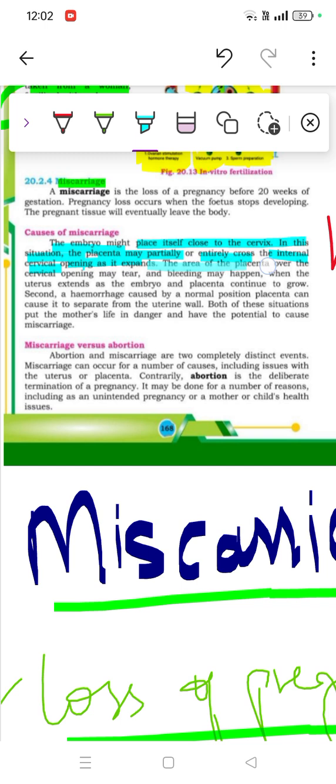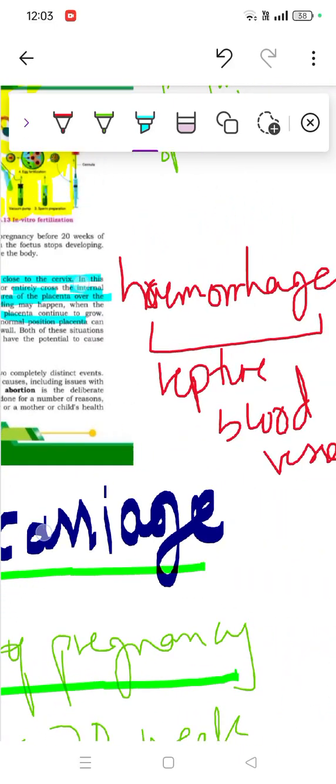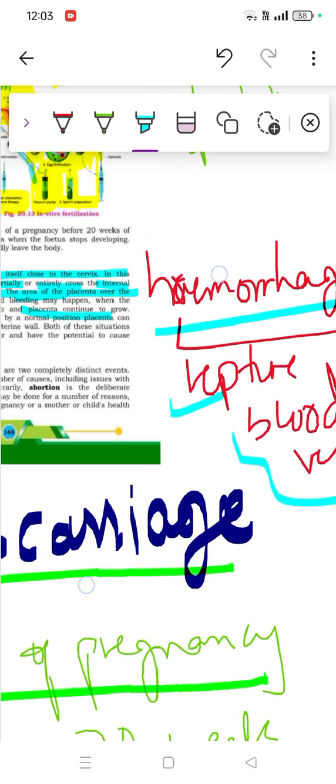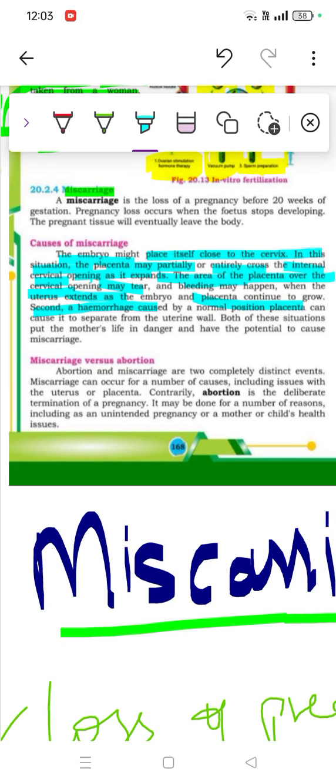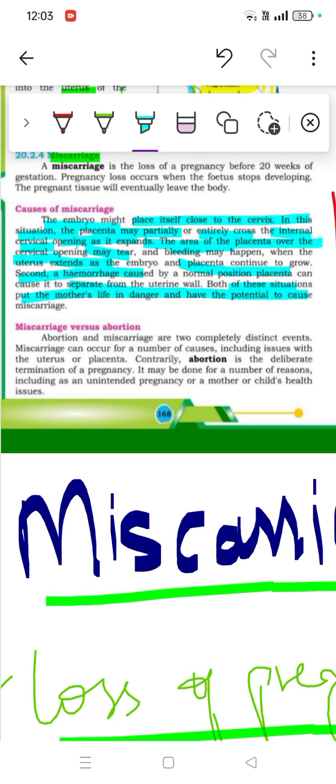The area of the placenta over the cervical opening may tear. Bleeding can even occur during pregnancy. We don't get a menstruation cycle because the fertilized egg has been implanted, so bleeding can take place. The uterus expands as the embryo and placenta continue to grow, and even at that position down near the cervix, the placenta still grows, which causes harm. Then we have a second problem, hemorrhage caused by the normal position of the placenta. Hemorrhage is simply the rupture of a blood vessel. The hemorrhage caused by the normally positioned placenta means a breakage has occurred and it separates from the uterine wall, and the situation puts the mother's life in danger. I'm sure it will be clear.